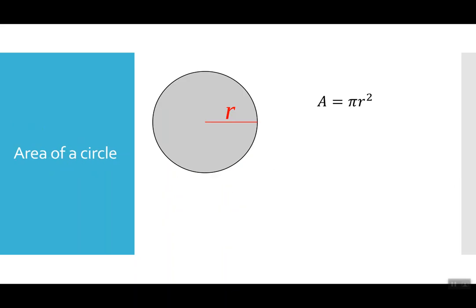Let's move on to the area. So the area, we already said, measures the inside of the circle, and our equation is going to be pi r squared.